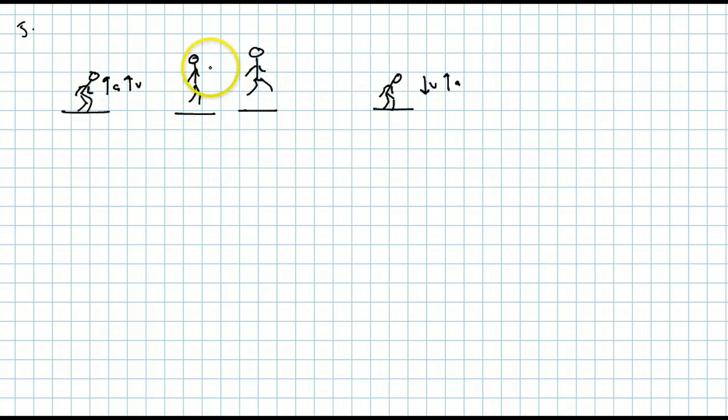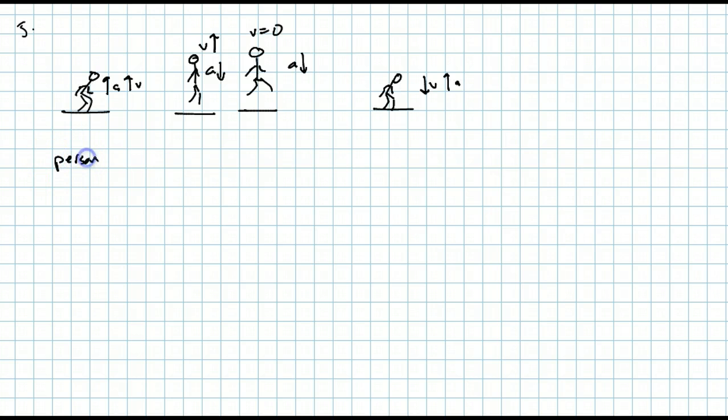Once I've left the ground, my acceleration I know is down because I'm in free fall. Whether I'm at the top of my jump and my v is 0, or whether I'm still on the way up, or whether I'm still on the way down. So we'll have different schemas for some of these now.